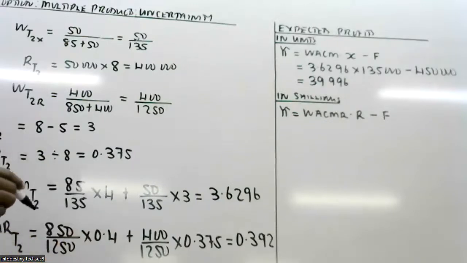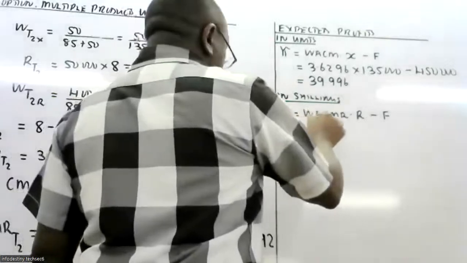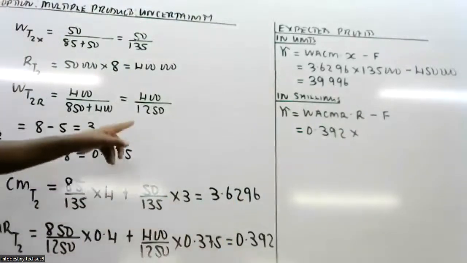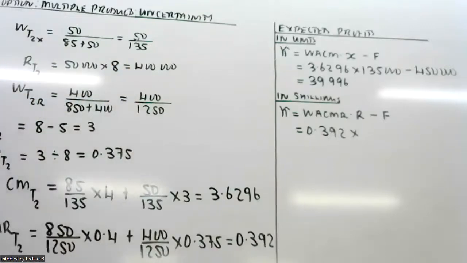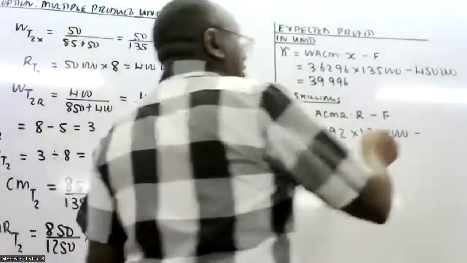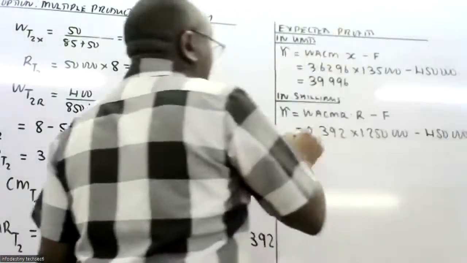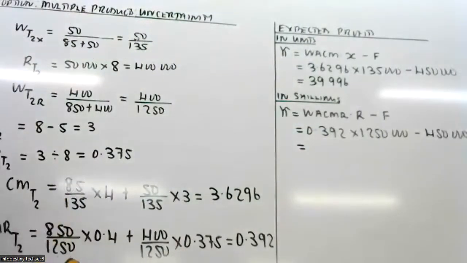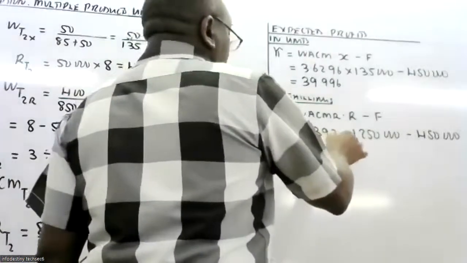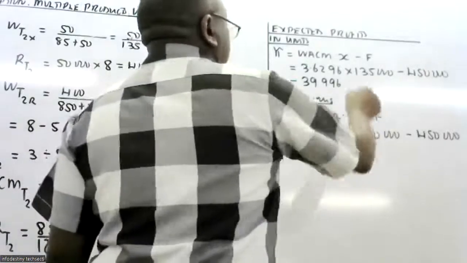So now, this WACMR, we already have gotten it here as 0.392. This one. And then the revenue is this total, 400 that we had gotten, so it is 1,250,000. You minus the fixed cost, which we know is 450,000. That is 40,000 shillings. Even these ones are shillings.